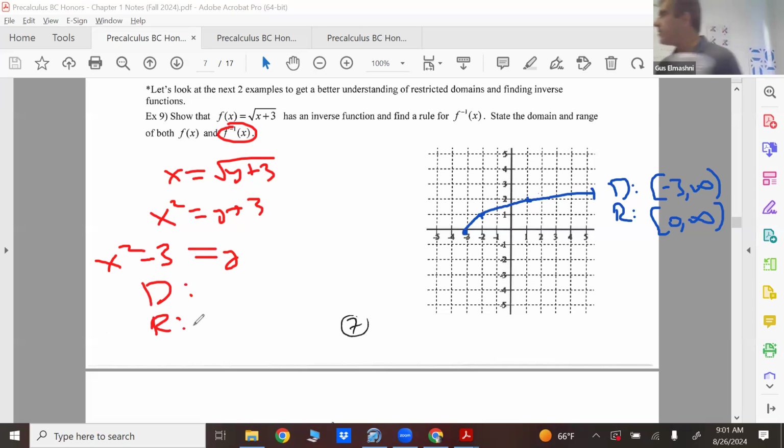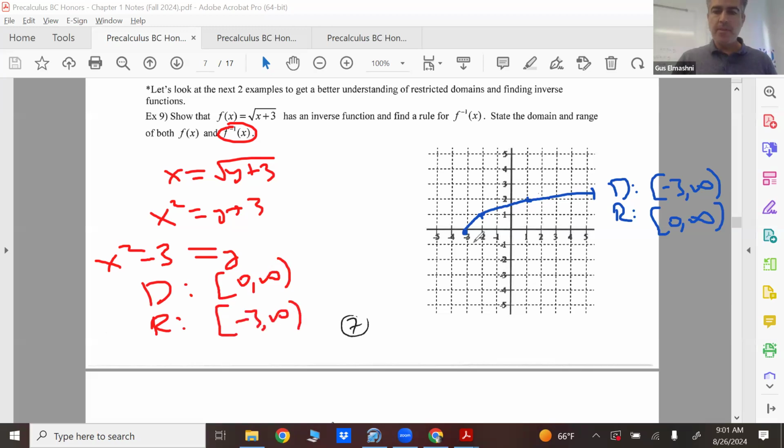Because think about it. If your domain and range for the original is this, what's the domain and range for the inverse? Switch, right. So your domain is going to be restricted from 0 to infinity. Has to be. And the range is also going to be restricted. So at 0, I get -3. Plus you swap the x and y values, right?